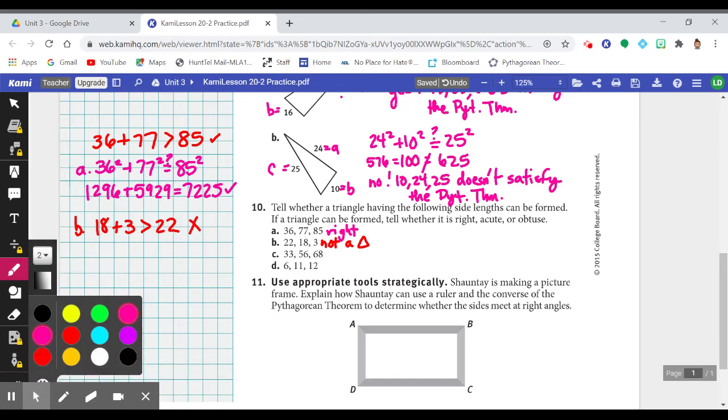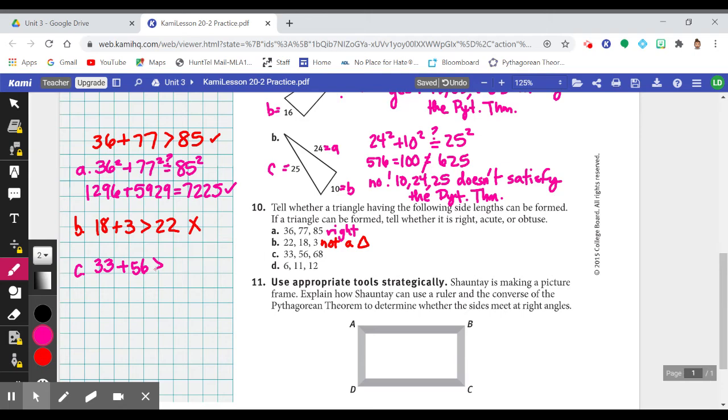So let's press on. Now that we've kind of recalled how to first show it's a triangle, much less determine if it's right, acute, or obtuse, let's look at item C. Now, 68 is our longest measurement here. So first things first, does 33 plus 56, is that sum greater than 68? Well, 33 plus 56 is 89. So yeah, it checks out. I'm not saying it's a right triangle. I'm saying that these three measurements can actually create a triangle.